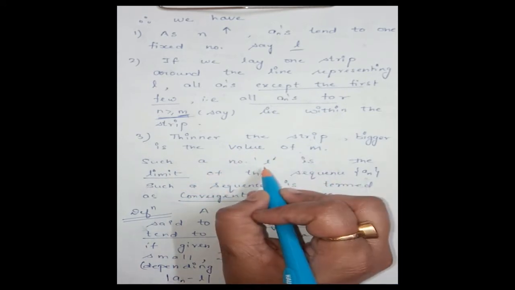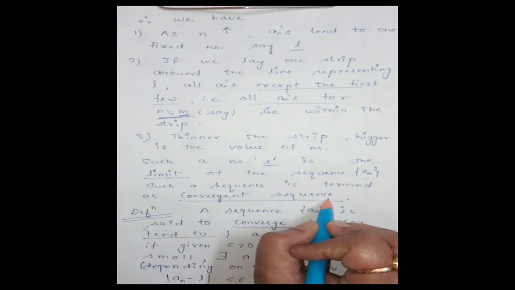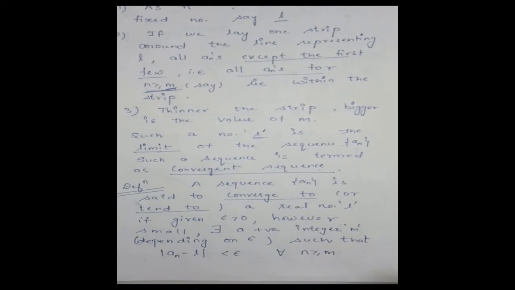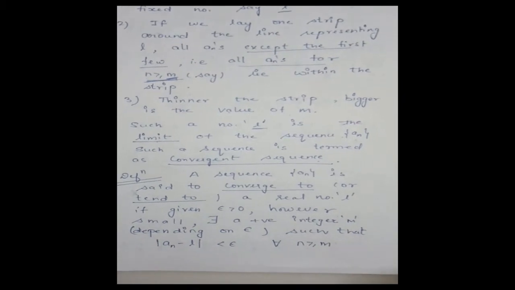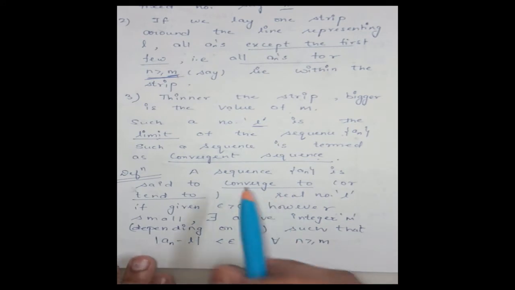Now such a number L is called the limit of the sequence, and if the limit exists, then we say the sequence is a convergent sequence or the sequence converges. This is the meaning of convergent sequences. Clear? Now we come to the formal definition of convergence.